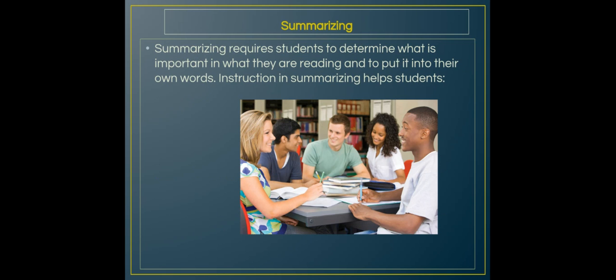When it comes to summarizing, this requires you to determine what's important in what you're reading, but you must put it in your own words. You need to identify or generate the main idea. Then connect the main idea or central ideas and eliminate any unnecessary information. You want to remember what you read by taking detailed notes, but use abbreviations so it's not taking you that long. And you want to document specific information.